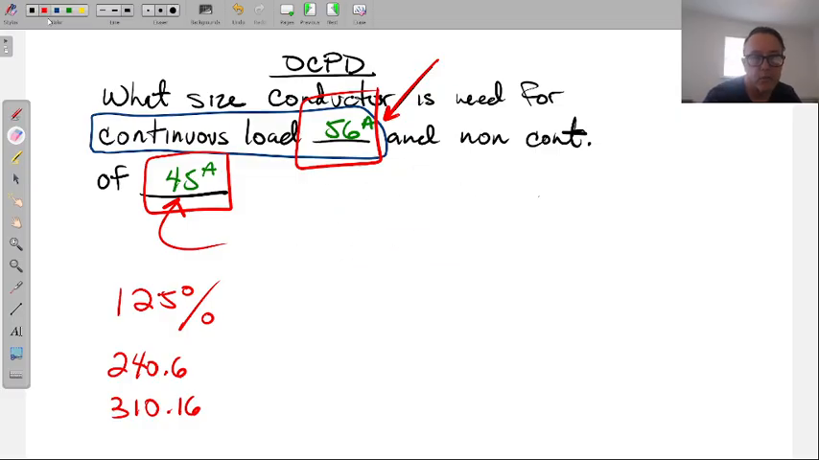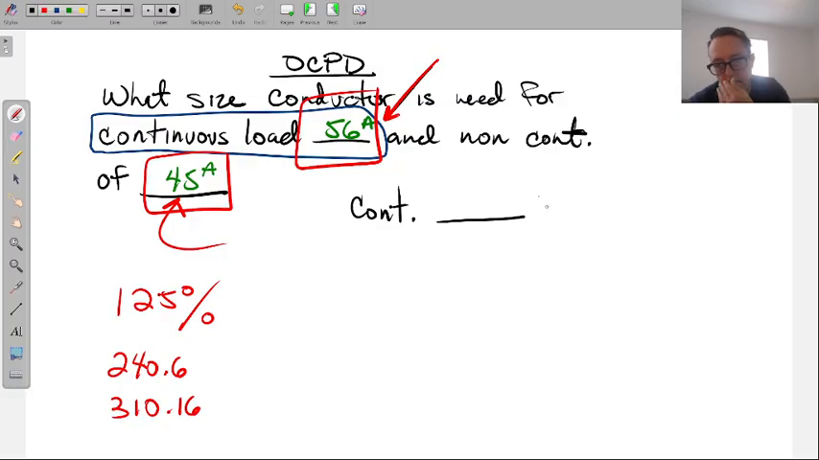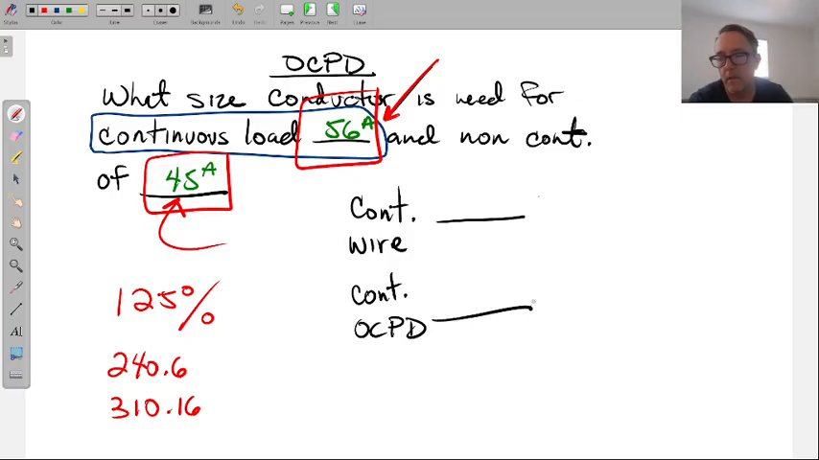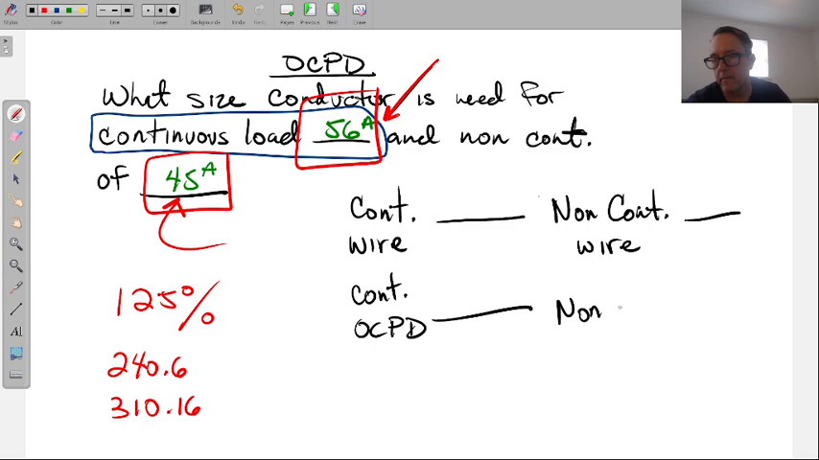All right, so now we're looking for two. Continuous. Well, how do I want to write this out? I guess we'll put wire here, continuous wire, and continuous breaker. And then we have the non-continuous wire and non-continuous breaker.